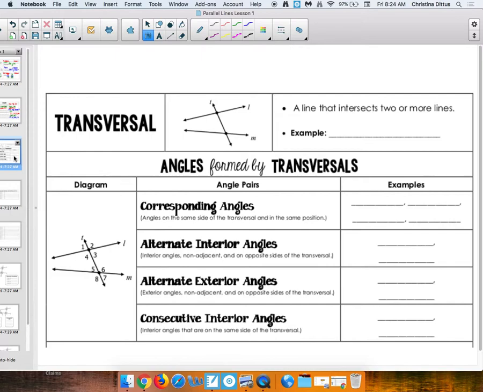When I have a line that intersects two or more lines, we call that a transversal. So here, I have two lines, and one line comes crashing through. This is line T. Line T is our transversal. Any line that comes crashing through two or more lines.